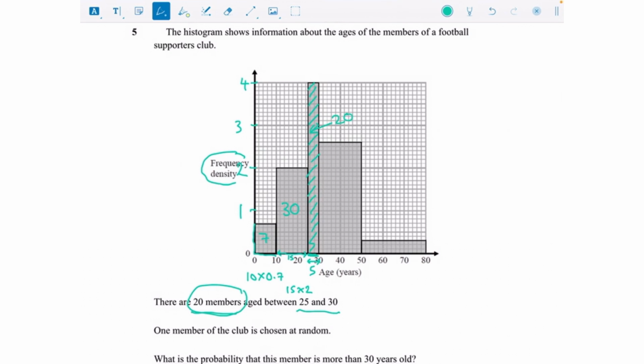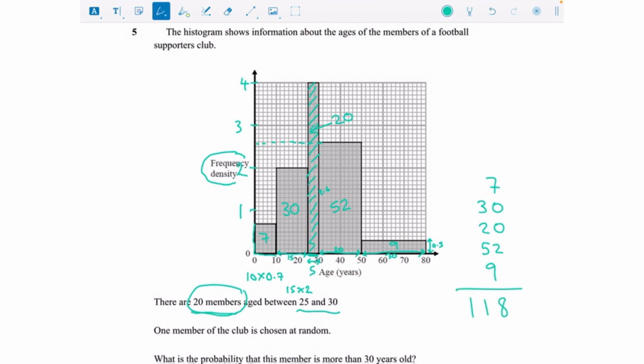For the next one, 30 to 50, well, that's 20 wide, times by 2.6 for the height. We can see there, 2.6. 20 times 2.6 is 52. And then last but not least, I've got 30 times 0.3 for the area of this bar, which is 9. So I've got 7 people in the first category, then 30 people, then 20 people, then 52 people, and then 9 people. Adding that all together, 7 add 30, add 20, add 52, add 9 is 118 people.